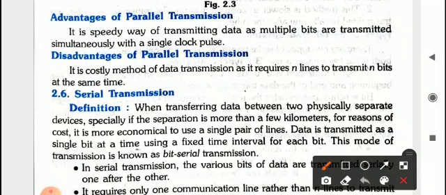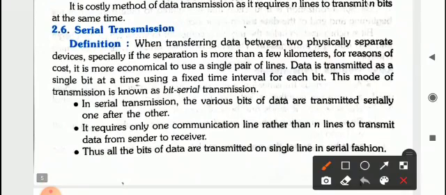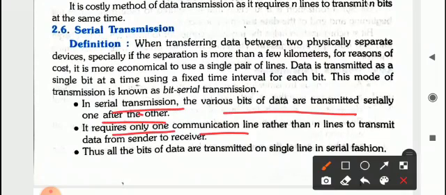In this, transferring of data takes place between two physically separate devices, especially if the separation is more than a few kilometers, for reasons of cost. In serial transmission the various bits of data are transmitted serially, one after the other. It requires only one communication line rather than n lines to transmit data.